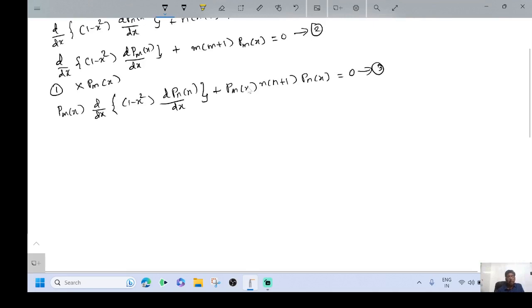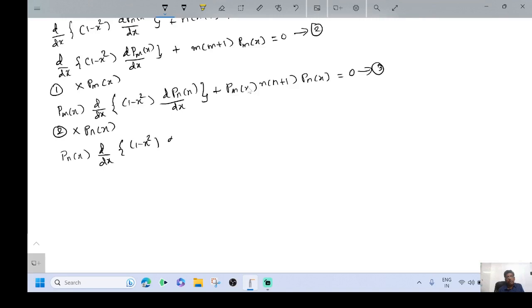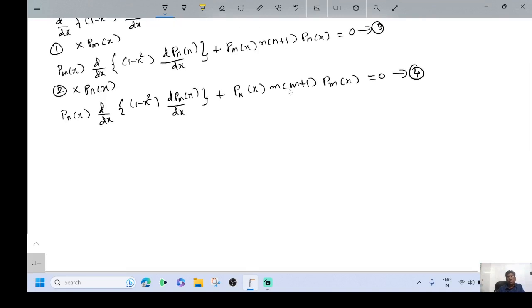Then multiply equation 2 by Pn of x. You can get Pn of x d by dx of (1 minus x square) dPm of x divided by dx plus Pn of x m into (m plus 1) Pm of x equal to 0. This is equation 4.